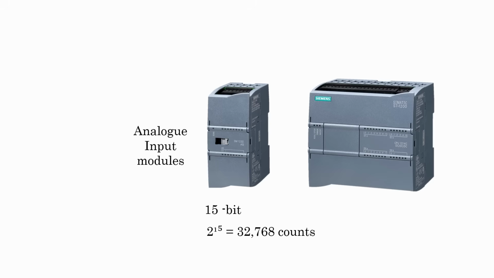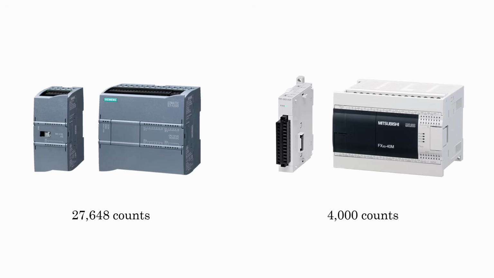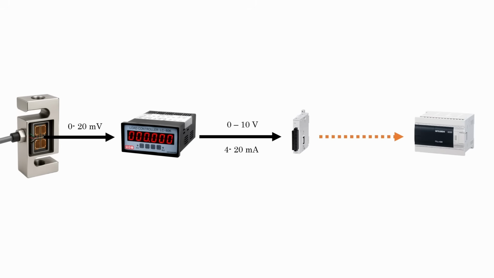However, not all counts are used for measurement signals. Some are reserved for overrange or diagnosis functions. So practically in a Siemens PLC, you will get around 27648 counts. In a Mitsubishi PLC, about 4000 counts. Let's continue this example with the Mitsubishi PLC. So the analog input module scales the range of 0 to 10 volt or 4 to 20 milliampere to 0 to 4000 counts.